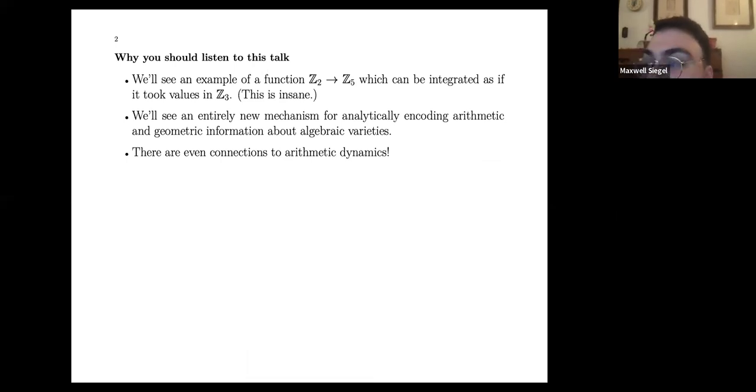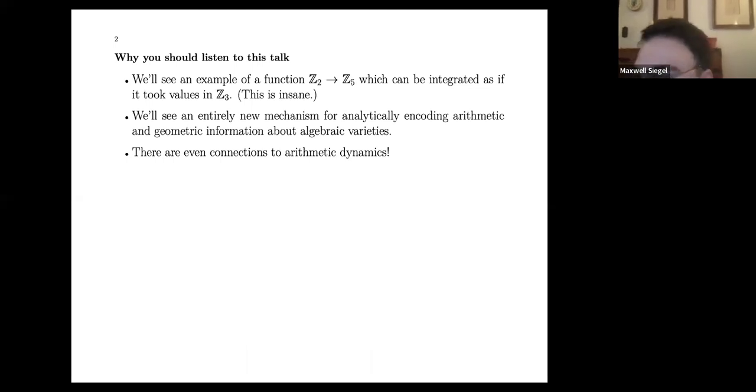As promised, if you listen to this talk, you will come away knowing, among many other things, an example of a function from the two-adic integers to the five-adic integers, which can be integrated as if it took values in the three-adic integers. Just to be clear, this is unprecedented and kind of insane.